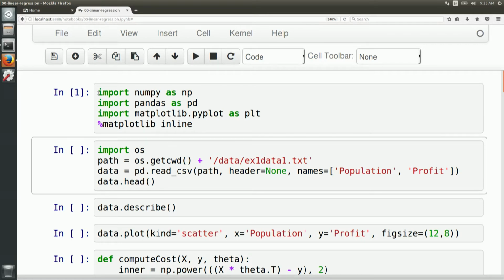When a cell is running, you'll see a star in the square brackets beside the cell, and after it's run, you'll see a number that shows up. This number is just the count of the cells that have been run in this particular session in this Python kernel. So in this simple example, we'll just run the example. If you can follow along, just press Shift Enter.